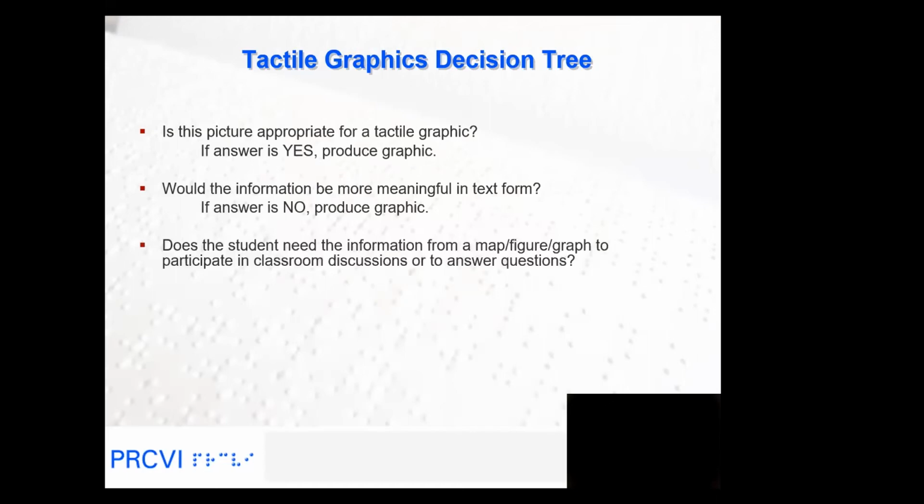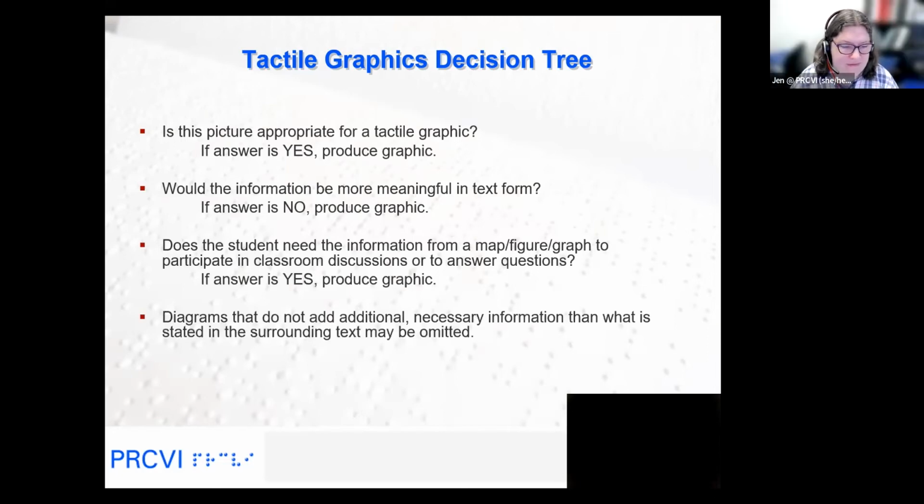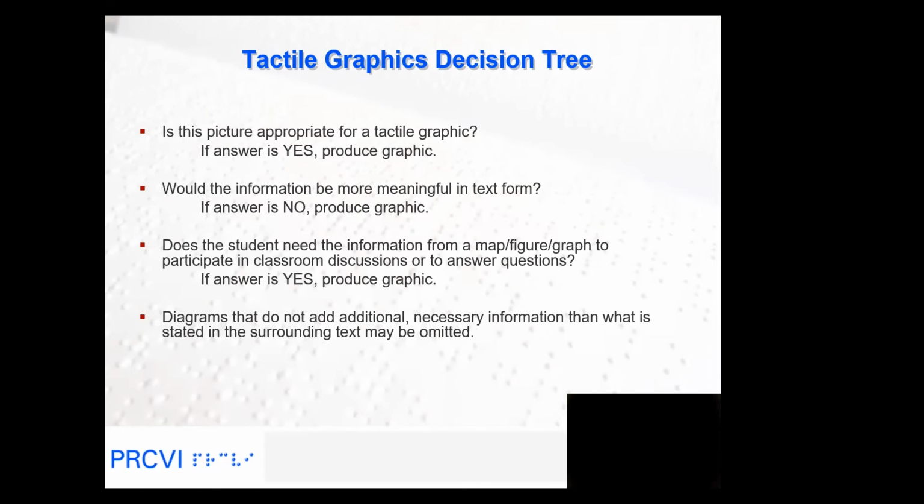Does the student need the information from a map, figure, or graph to participate in classroom discussion or to answer questions? If the answer is yes, produce graphic. Diagrams that do not add additional necessary information than what is stated in the surrounding text may be omitted. Sometimes the information in a caption is sufficient without including the graphic.